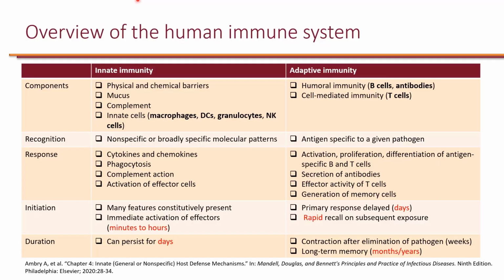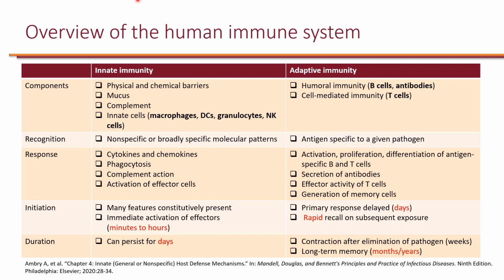Here's an overview of the human immune system. We can think of the immune system as innate immunity and adaptive immunity. The components of innate immunity include physical and chemical barriers. So physical, you can think of the skin, which basically prevents pathogens from entering the body. And chemical barriers, you can think of components of the saliva, and perhaps most importantly, the gastric acids that basically kill pathogens.